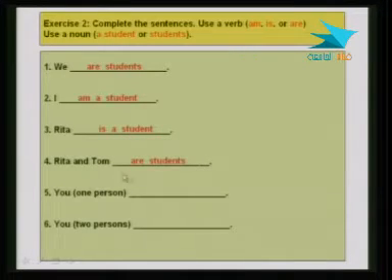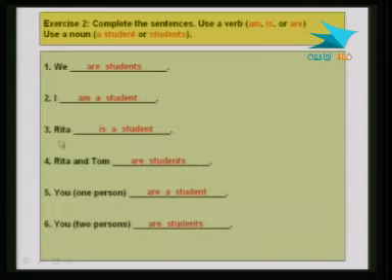All right, Rita and Tom are students. Rita and Tom are students. And then you are a student. You are a student. You, for two persons, that will be students. We add s. You are students.